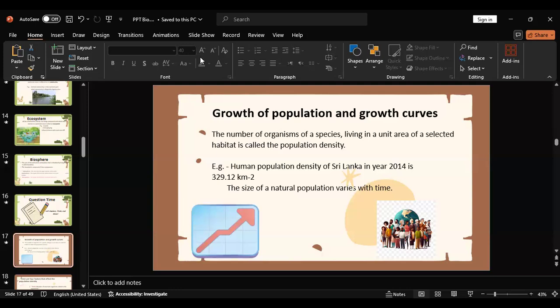Can you see the screen? Right, can you see the screen now? I hope you can see the screen. Yeah.